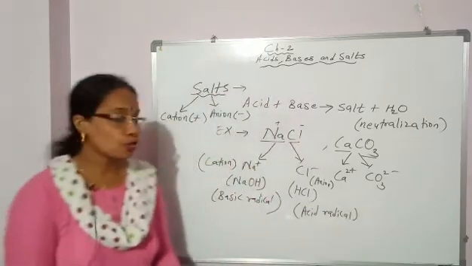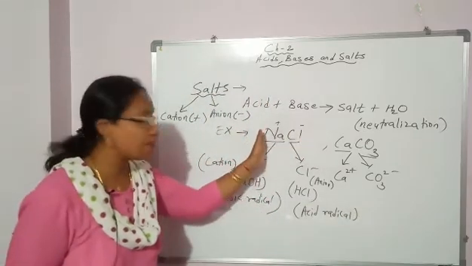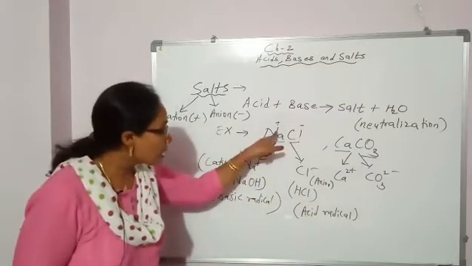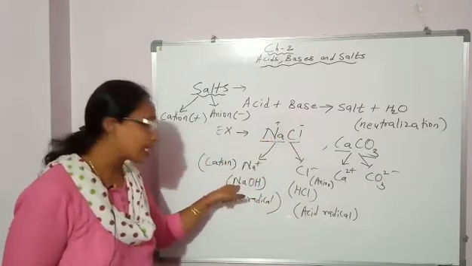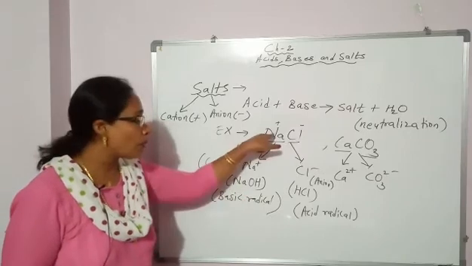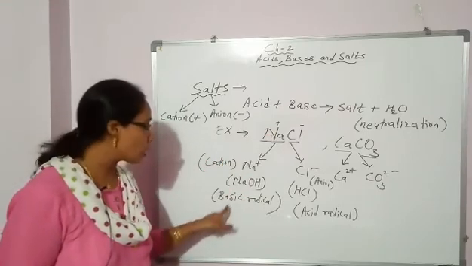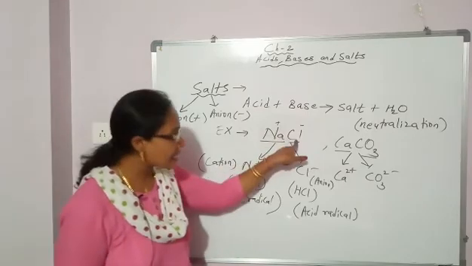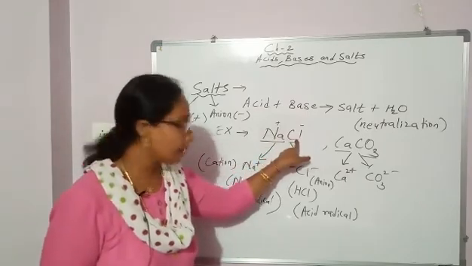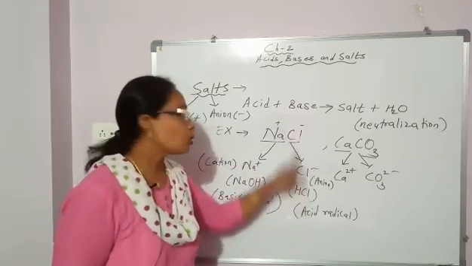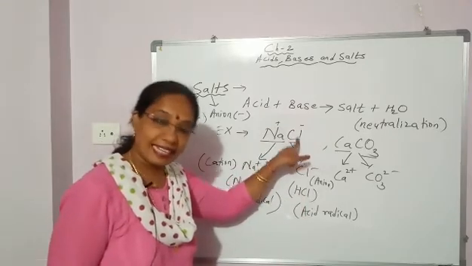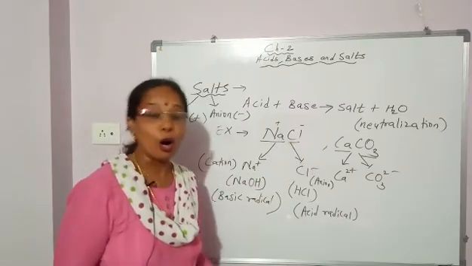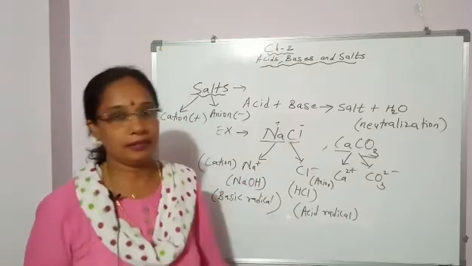Okay, so salt has two parts, positive part cation, negative part anion. Positive ion of salt comes from a base. So the positive ion in a salt is called the basic radical or positive radical. And negative ion of a salt comes from acid. So the negative ion or the negative part of the salt is called the acid radical or negative radical. Okay.